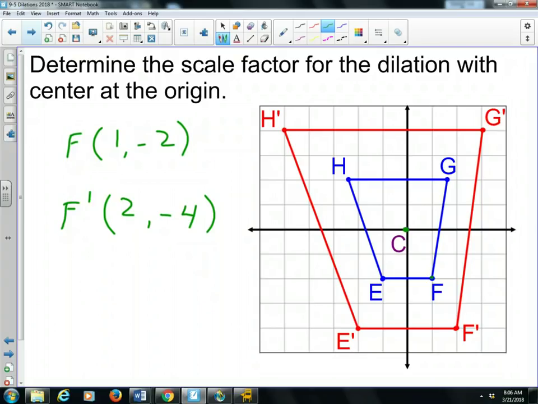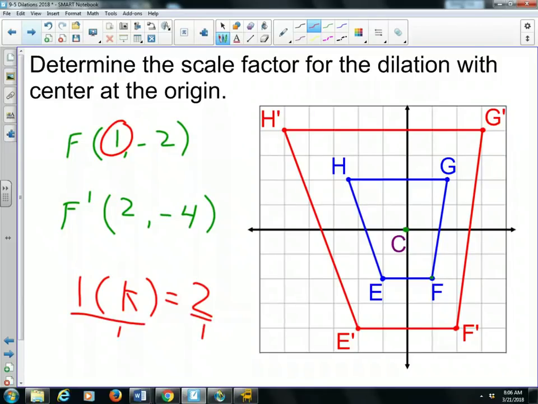So in a previous example, I said to get from my preimage to my image, I multiply by the scale factor. So if I have my preimage 1 multiplied by what number gets me my image of 2? This number right here is the scale factor, right? 1 times the scale factor gives the image. So if I were to divide both sides by 1, of course my scale factor is 2.